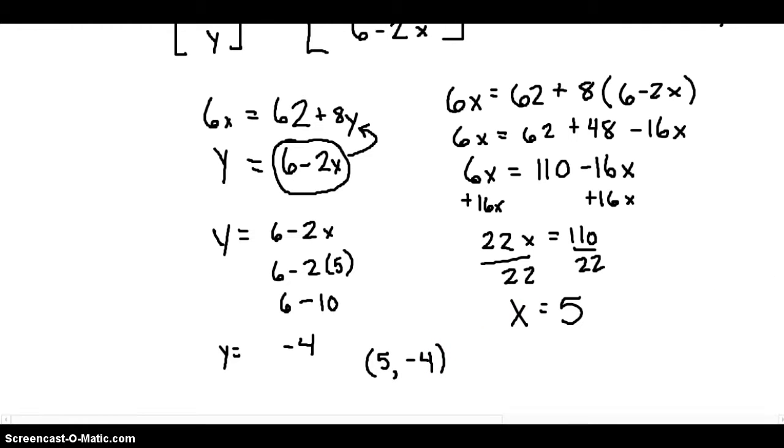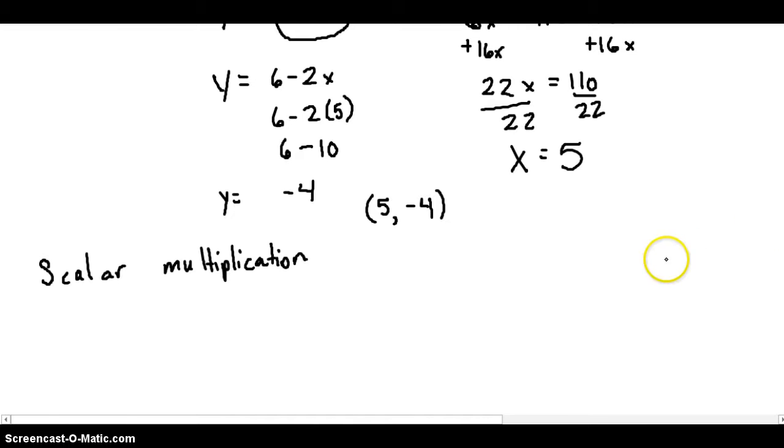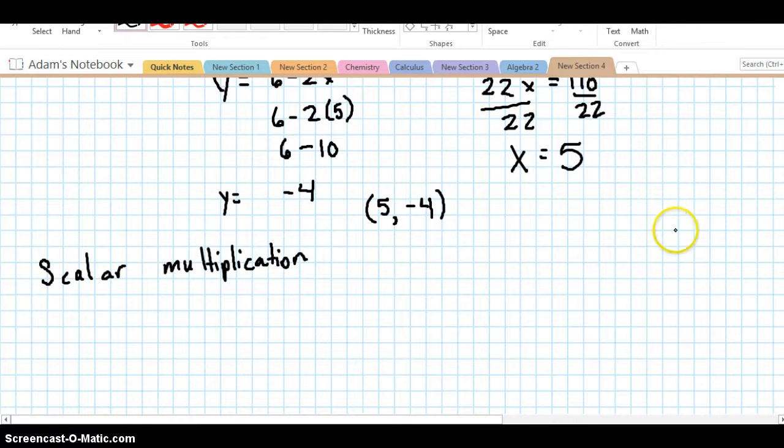Now, another thing we can do with matrices, not only can we set them equal to each other, but we can also multiply them. So let's talk about what's called scalar multiplication. Now, a scalar is just a value or a number, and we're going to multiply the entire matrix by that number. Right, so let's say I have a triangle that we'll make a graph here. I'll do my best to draw a straight line.